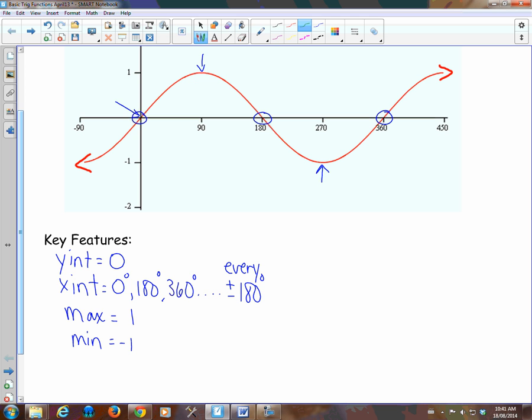There are some words that are unique to graphing trig functions. Amplitude is a word that is unique to graphing a trig function. Amplitude is the distance from the middle of the function to the highest or lowest point. It's half the distance from the highest to the lowest point.